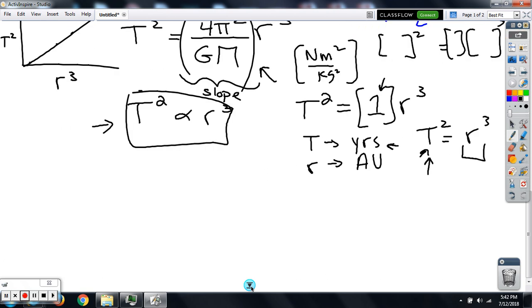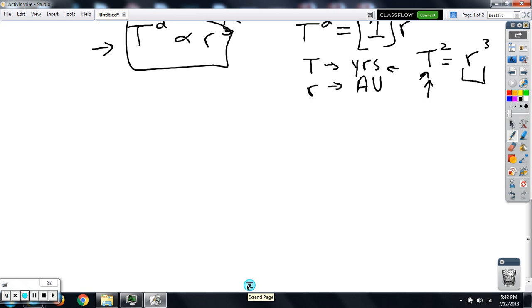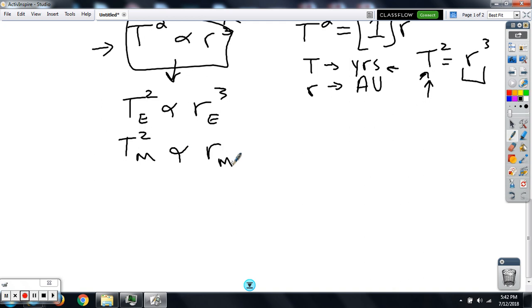But the other way you can do it is by saying, because this relationship holds true, that the period squared of the Earth is proportional to R cubed of the Earth, and it must also hold true that the period squared of Mars is proportional to the distance of Mars cubed.